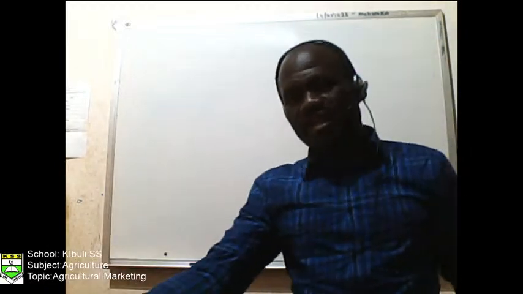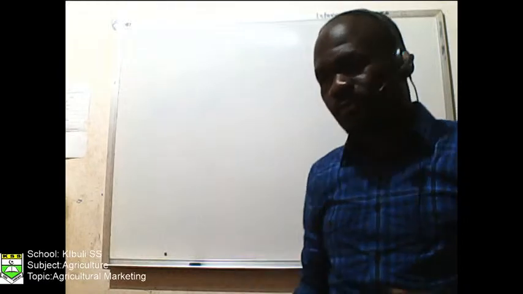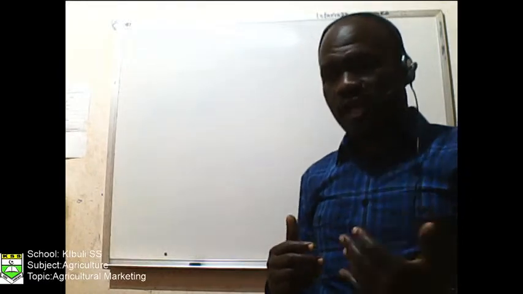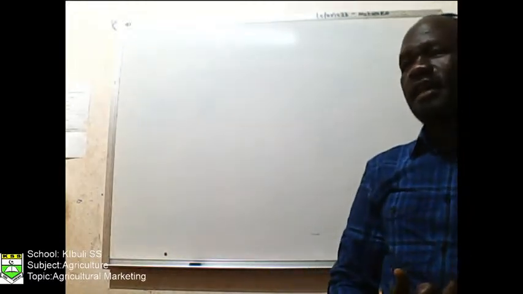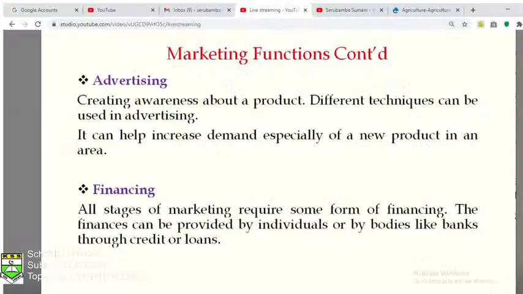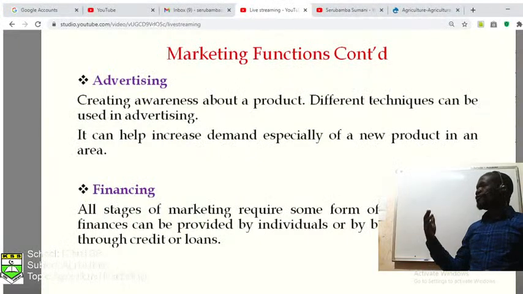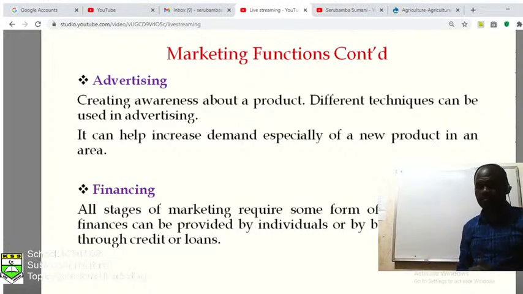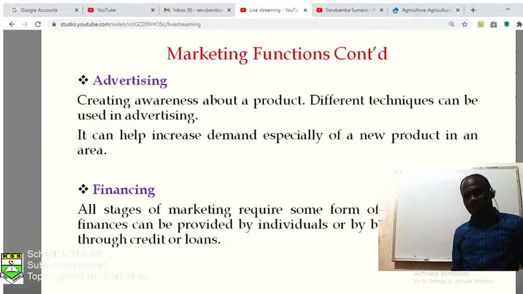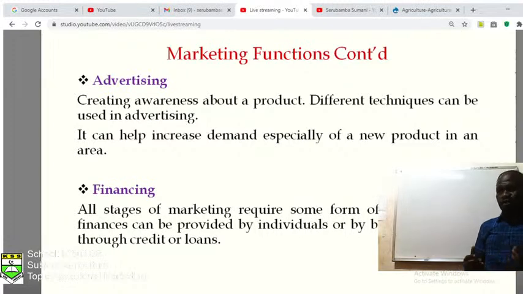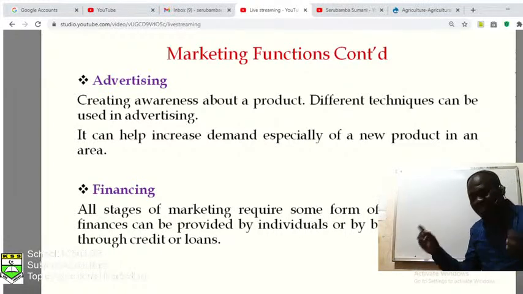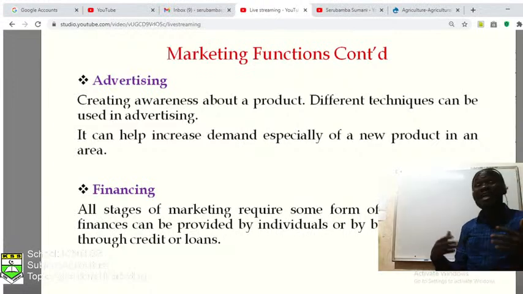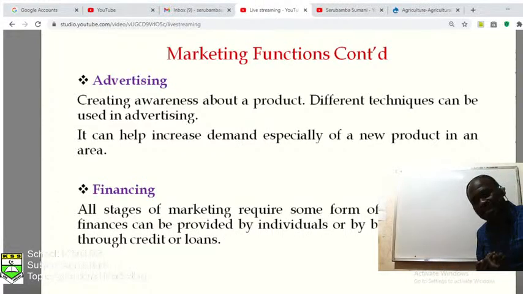Advertising in this case means creating awareness about a product. I gave an example that I have my apiary in Arua, and I can decide to offer the honey for sale to teachers at school here. How do they get to know that I have the honey? I advertise it. I can come and tell them, please, people, I have honey, good quality honey. I package it well. It is not diluted. It's not adulterated. It's pure honey. There I'm advertising. I'm creating awareness about the product that I have.